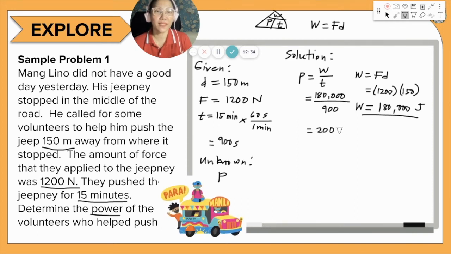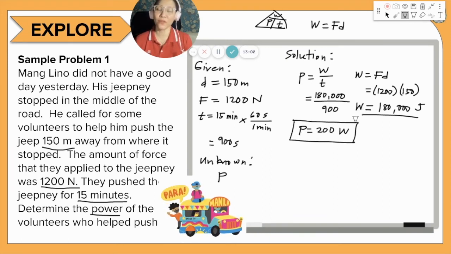So the symbol is W. So power is equal to 200 watts. Please don't be confused with the unit watts and the quantity work. The capital letter W, when it comes after a value, is the unit for power. But if it's a physical quantity, then that is work. Just don't be confused, although they use the same symbol, a capital letter W.